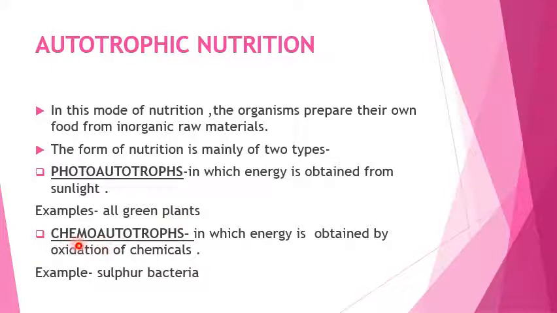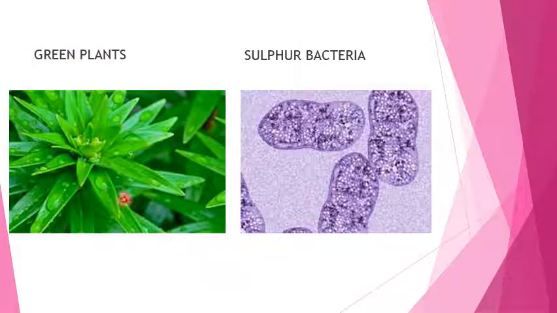You have to mention green plants, because only the green plants can synthesize their own food. Next is chemoautotrophs, in which the energy is obtained by the oxidation of chemicals. So if the chemical is the source of energy, that is chemo, and if sunlight is the source of energy, then it is photo. The example of chemoautotroph is sulfur bacteria. In this image you can see green plants, which synthesize their own food and are called photoautotrophs, and these are the sulfur bacteria, purple bacteria, which use chemical energy for synthesizing their own food.